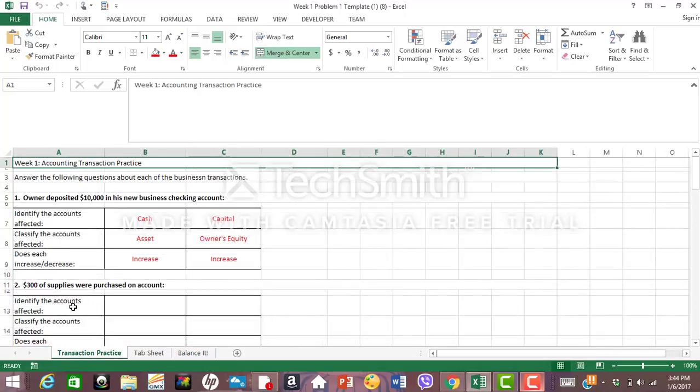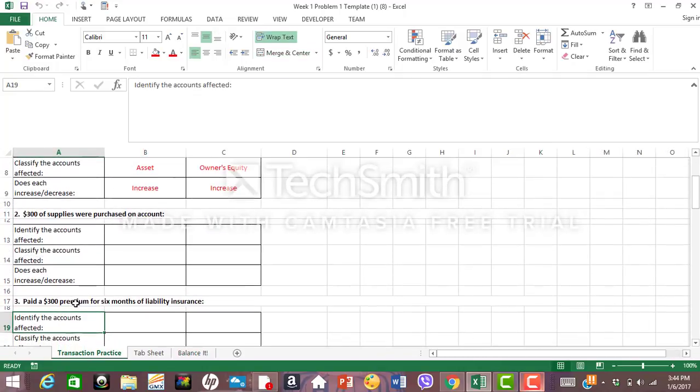So let's go with the second question. The second question says $300 worth of supplies were purchased on account. Now the two accounts that get affected are cash, because we automatically know that $300 were paid cash. Well, it says on account. Never mind. So it tells you that they were paid on account.